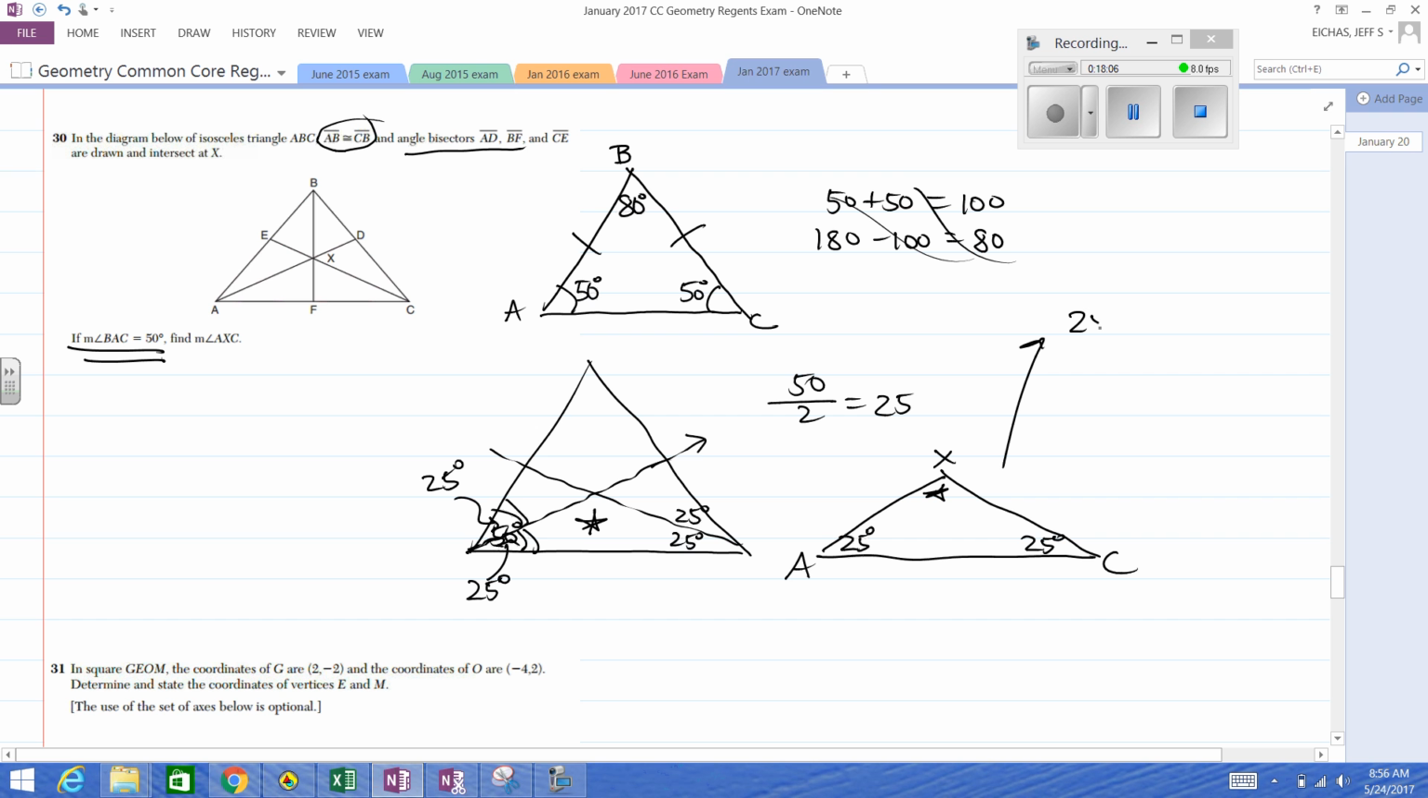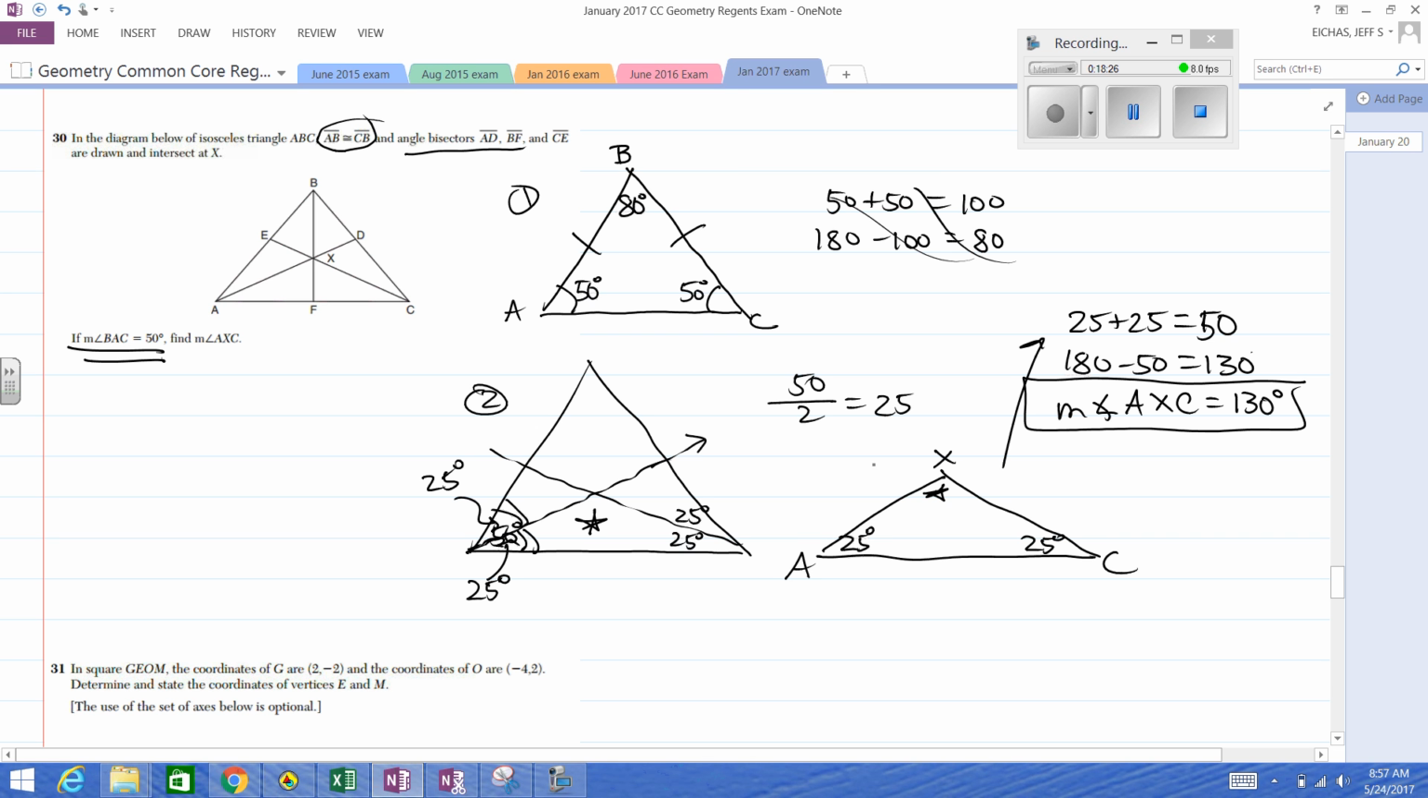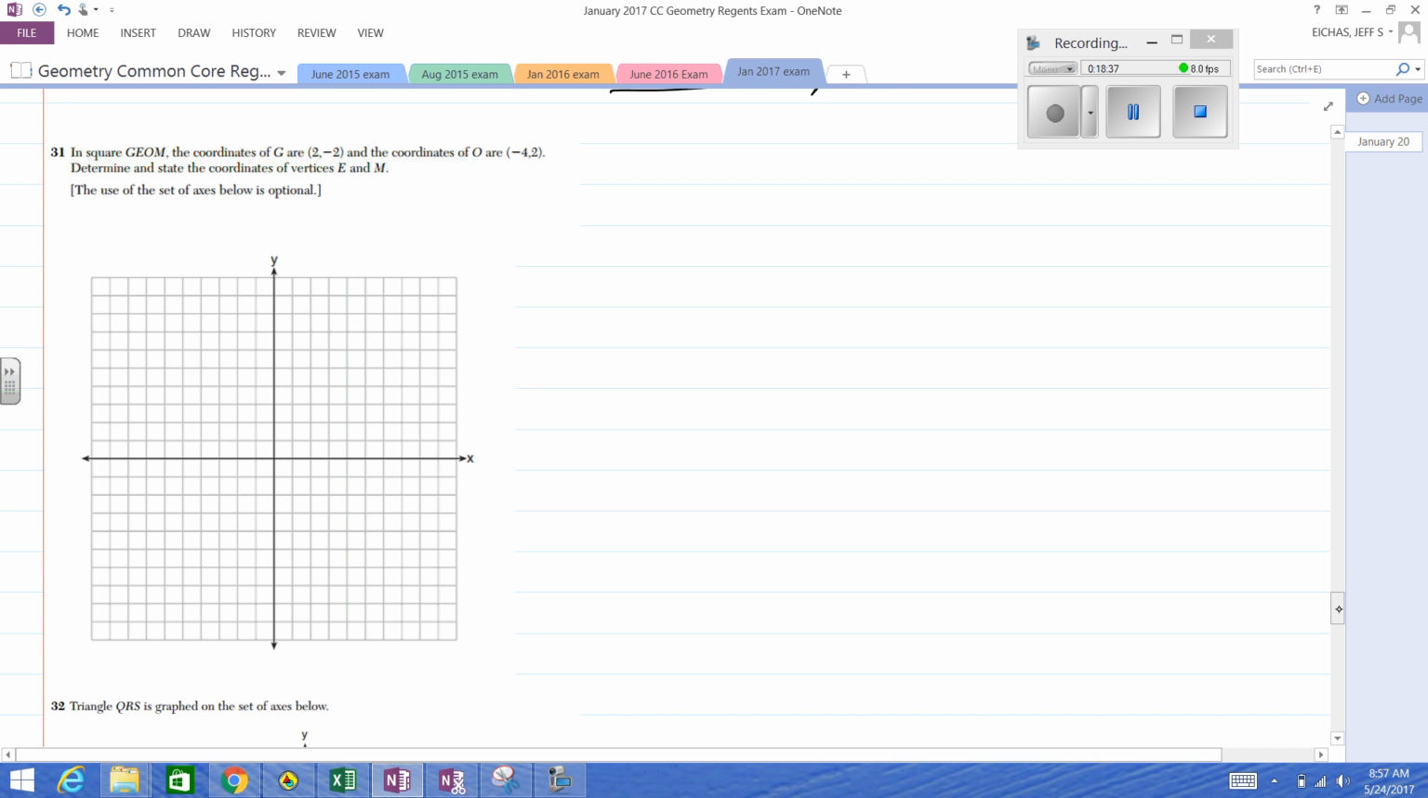We're going to go 25 plus 25 is 50. 180 minus 50 is 130. So the measure of angle AXC is 130 degrees. Okay, so just kind of help somebody go through your procedure here. Okay, you're going there to there to there and then back up to here with your work. All right, good enough for that one.